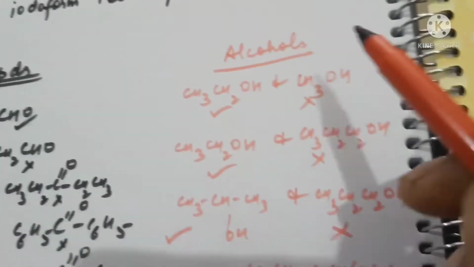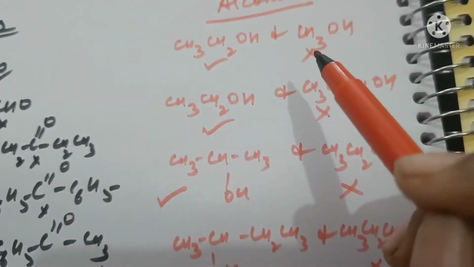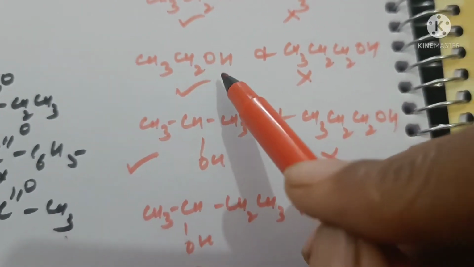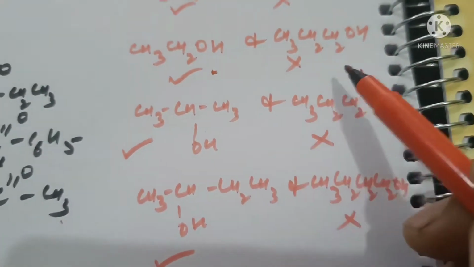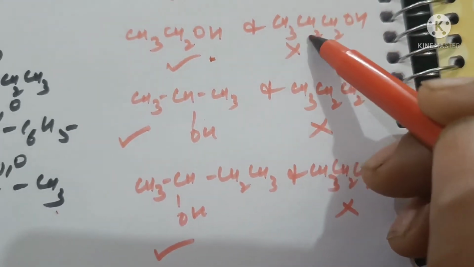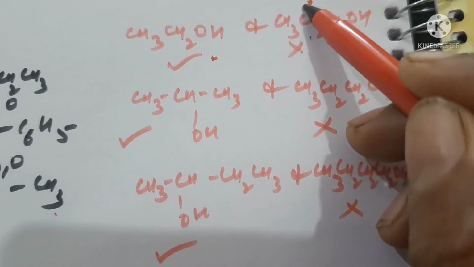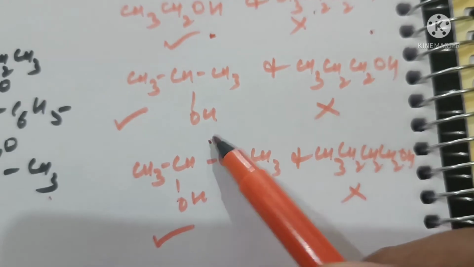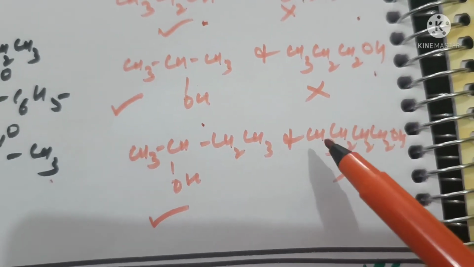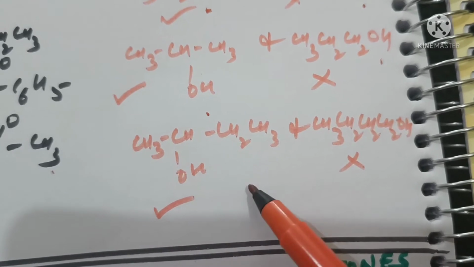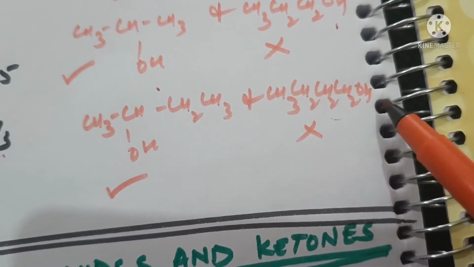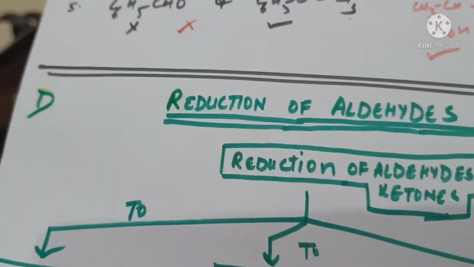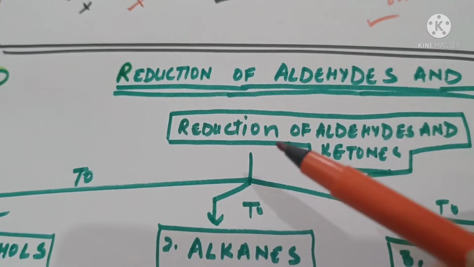This iodoform test can also be used to distinguish the 2 types of alcohols. For example, ethanol will give iodoform test, methanol will not give. Ethanol will give, propanol will not give, because it does not contain a CH3 group at alpha position. At alpha position we have CH2. Similarly, propan-2-ol will give, but propan-1-ol will not give iodoform test. Then butan-2-ol will give iodoform test, but butan-1-ol will not give iodoform test. So this was oxidation reactions of aldehydes and ketones.